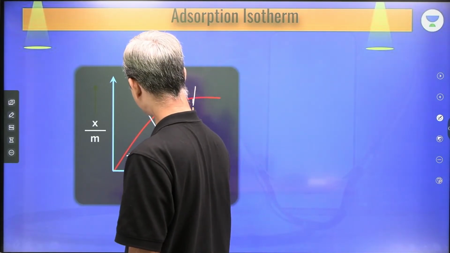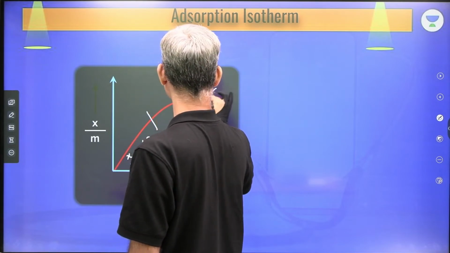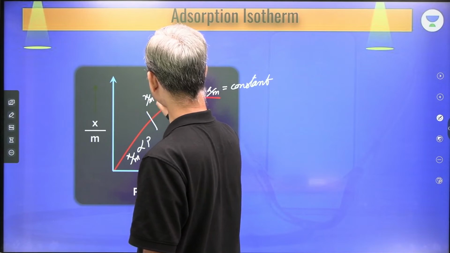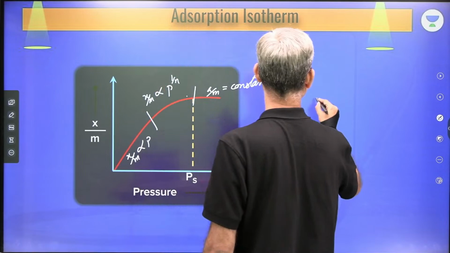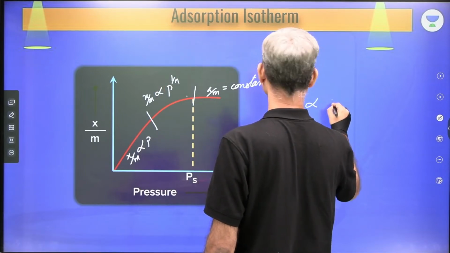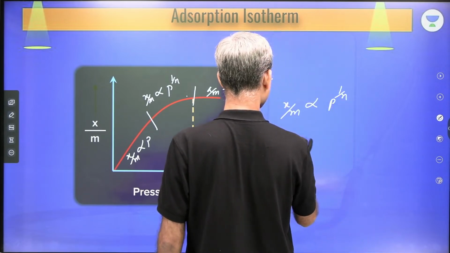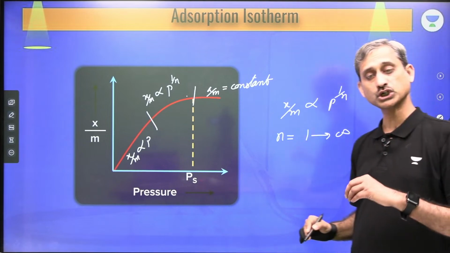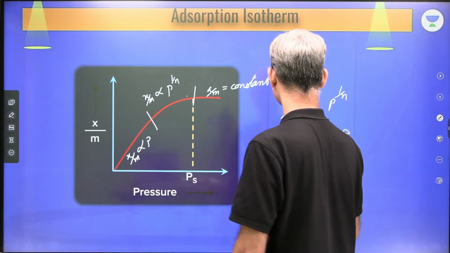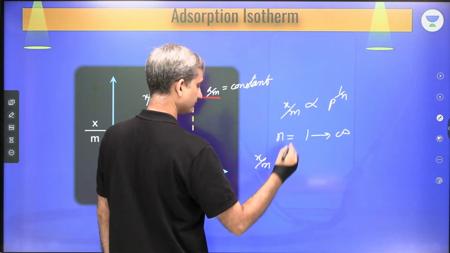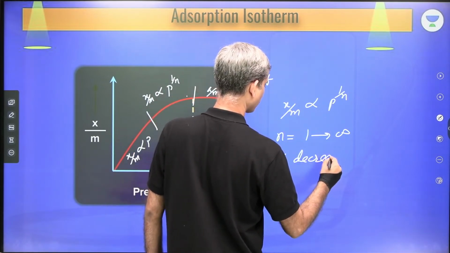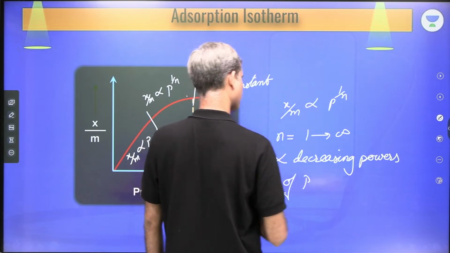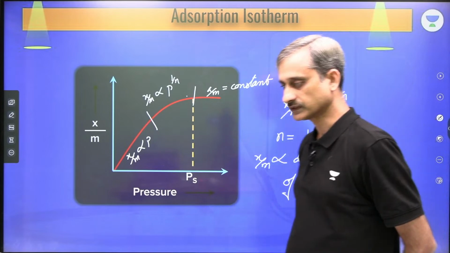In this particular region, x by m is directly proportional to P. Here x by m becomes equal to a constant. While in this region, x by m is proportional to P raised to power 1 by n, where n is equal to 1 and goes up to infinity. That is, the adsorption is proportional to the decreasing powers of P. So x by m is proportional to decreasing powers of P. So that is the meaning of the relation.